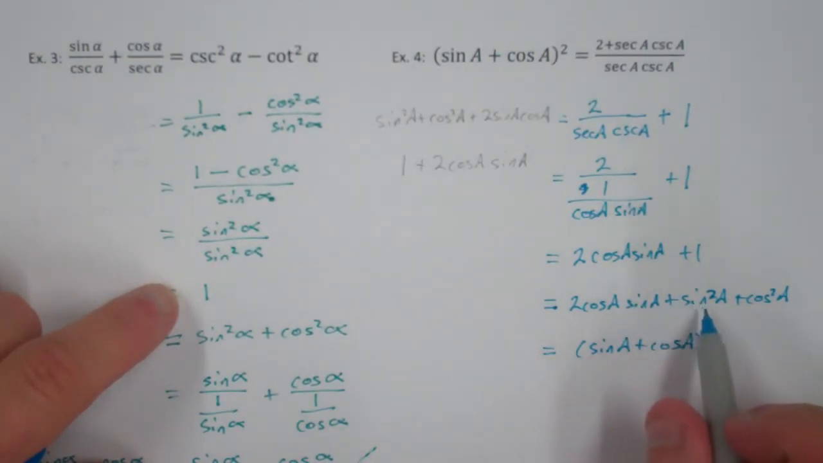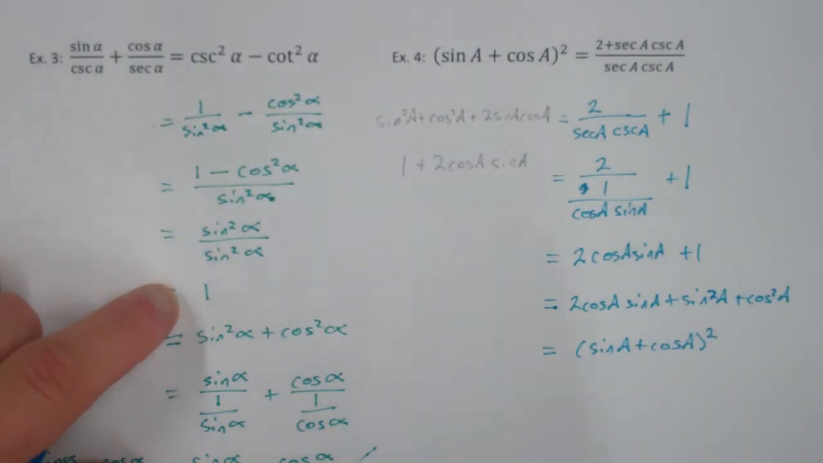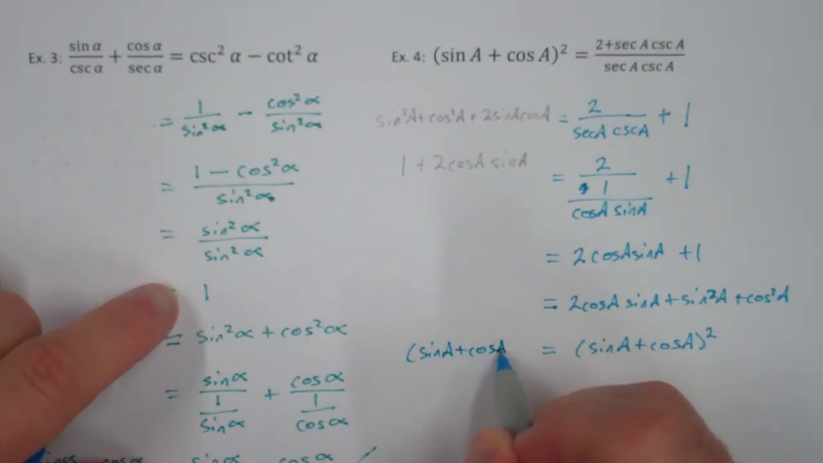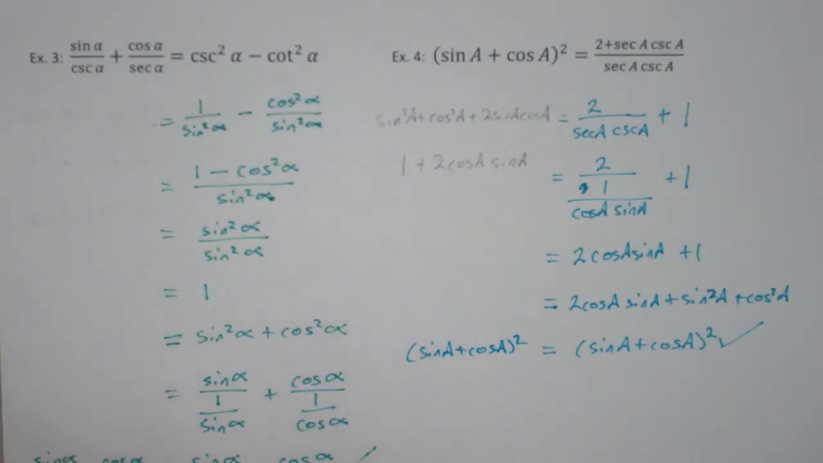That is an allowable move if you factor this. If you're having trouble with this, try to let maybe sine equal x, and you've got x squared, and maybe let cosine equal y or something like that, and then you've got y squared, and then you've got 2xy here. And you'll notice that you can factor it into this form. Now the left side looks just like the right side. So we've got the sine of A plus the cosine of A squared. That's exactly the same. So this is verified.